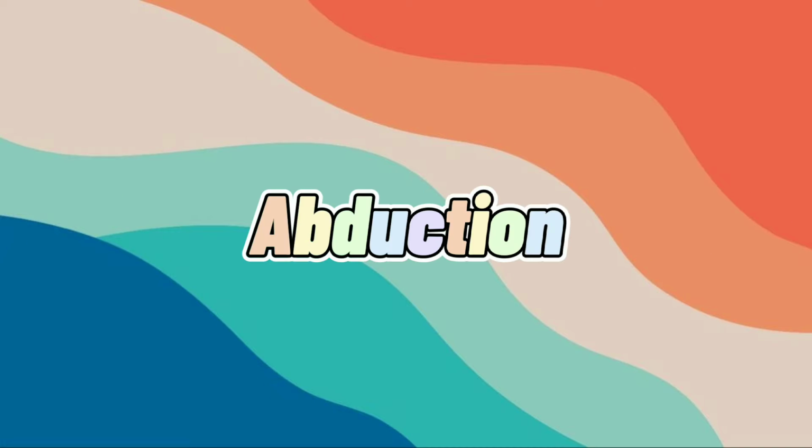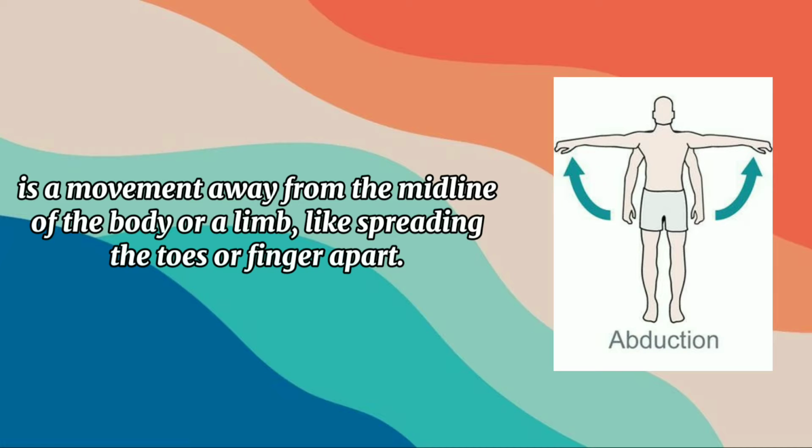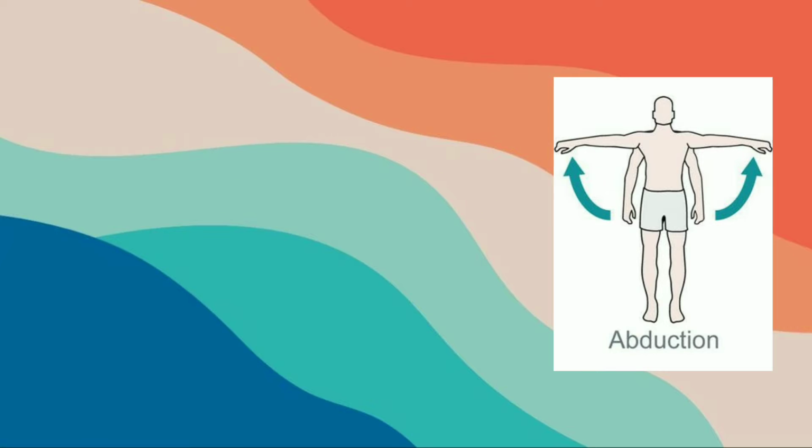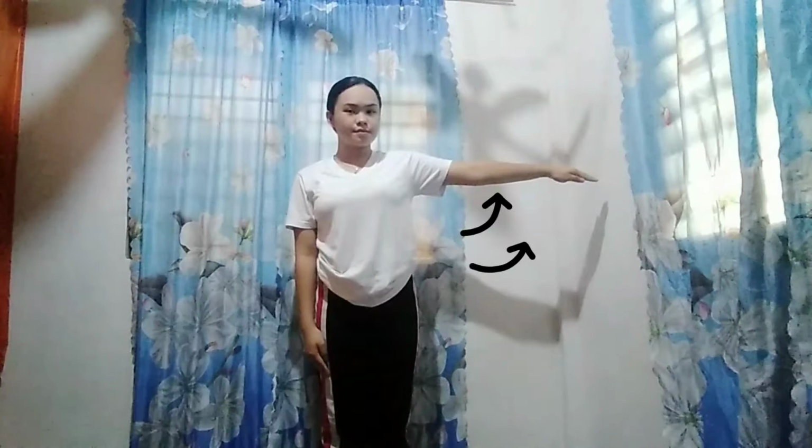Let us start with abduction. Abduction is a movement away from the midline of the body or a limb, like spreading the toes or fingers apart. Let me show you the proper execution of abduction. As you can see, the limb is pulled away from the midline of the body.